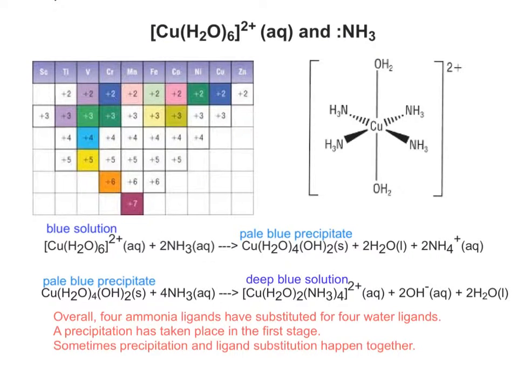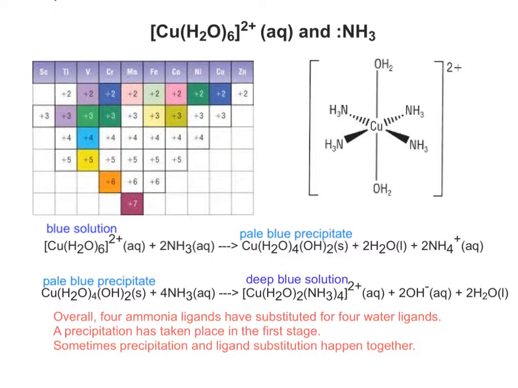So let's have a look at copper hexa-aqua ions reacting with ammonia ligands. As you can see from the diagram in the top right hand corner, we've substituted 4 water ligands for ammonia ligands. This actual process is slightly more complex than it might appear. This actually happens in 2 stages. The first stage is to react ammonia with the blue solution of copper 2 plus ions, as in the top equation.